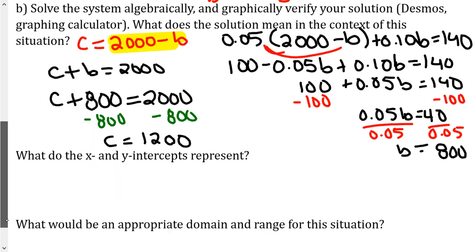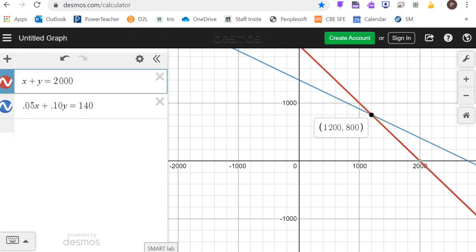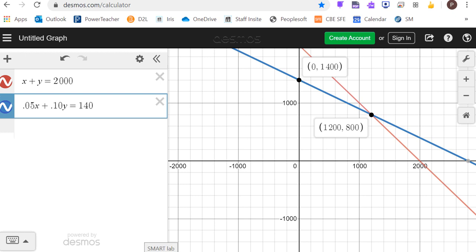What do the x and y intercepts represent? So let's go back and look at our graph. All right, well, the x-intercept of this blue line here, what this is representing, again, remembering that x was talking about our C values, our cans, y was talking about our B value, our bottles.